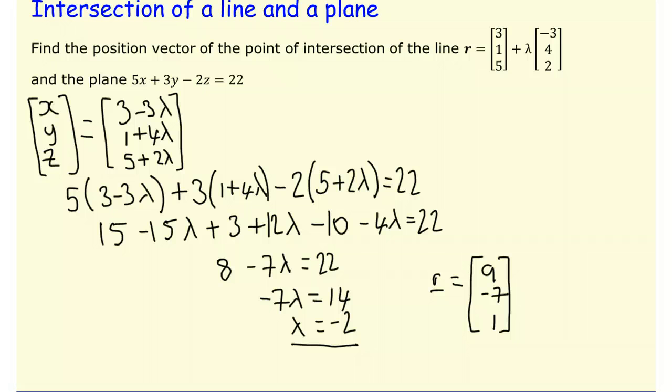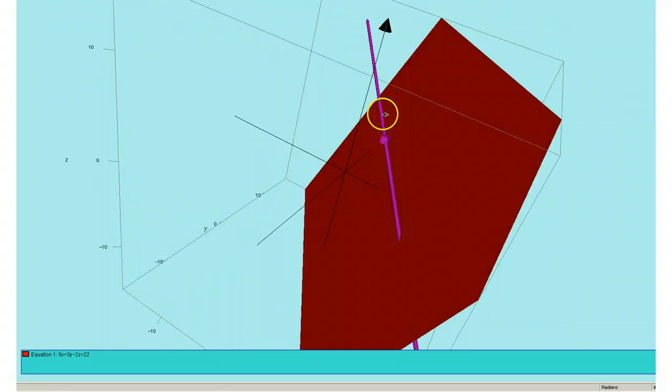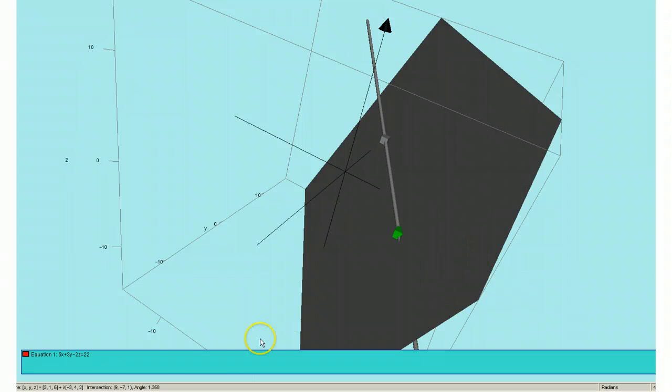And now I'm going to pop over to Autograph and just check that our solution is actually (9, -7, 1). I'm going to select the line and select the plane. I'm going to ask Autograph to find our point of intersection, and it tells us down here that our intersection is in fact (9, -7, 1). And there's our intersection point there, (9, -7, 1).